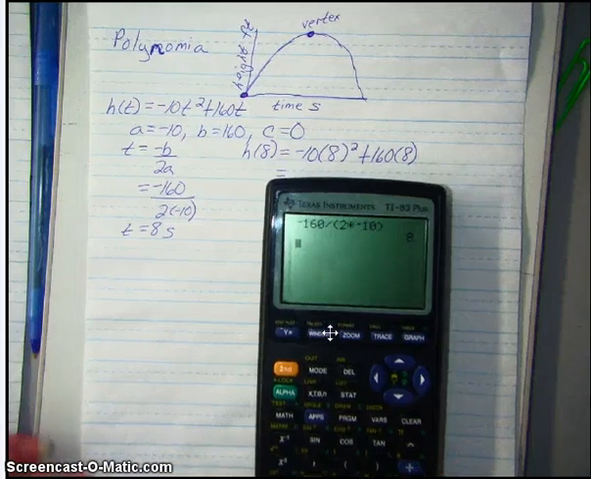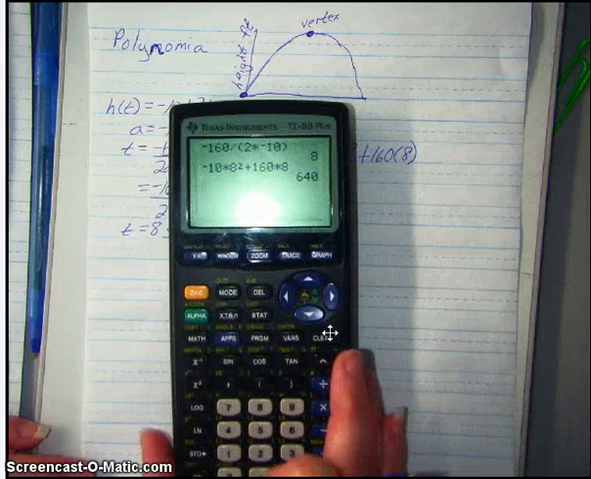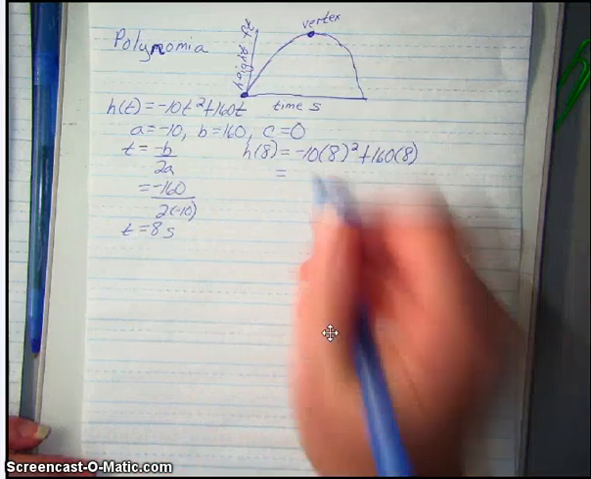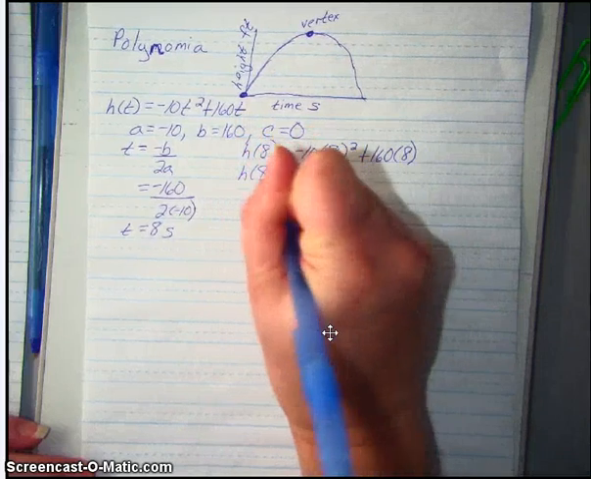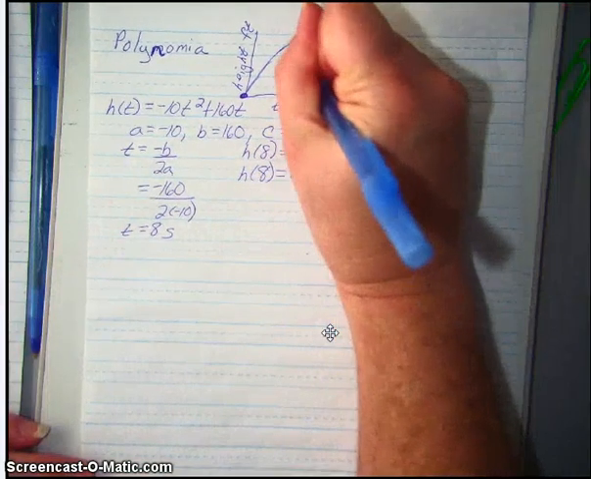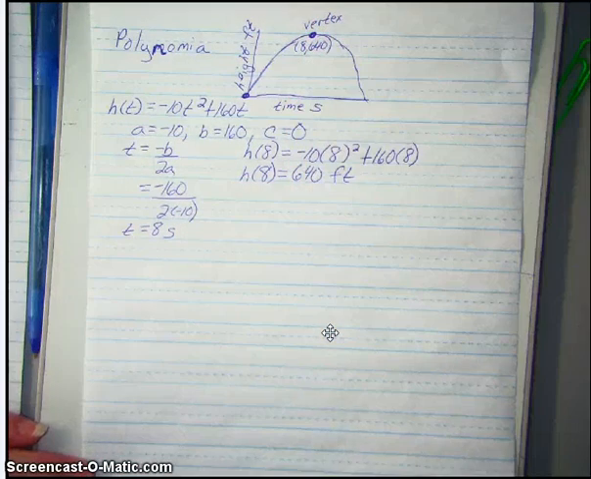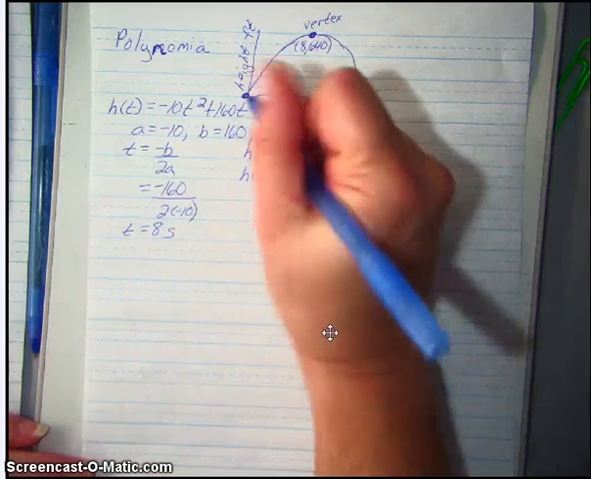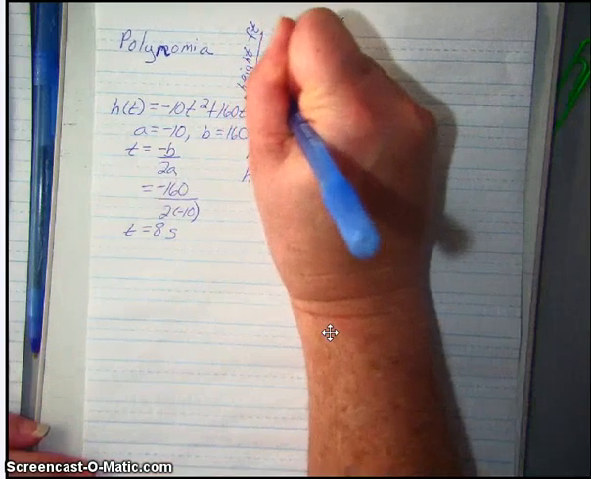All right, so I've got -10 times 8 squared plus 160 times 8 gives me 640. So the height, that's the maximum height. The height is 640 feet. All right, so the vertex is at (8, 640). As I told you before, at t equals 0, the height was 0.